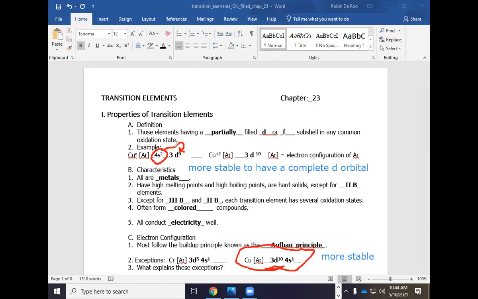So this is common, well, not common, but this happens sometimes, that you would predict this electron configuration for copper, but in actuality, because the energy states are so close together, you can move an electron from the s orbital into the d orbital, and it's more stable, and you always want to go to more stability.